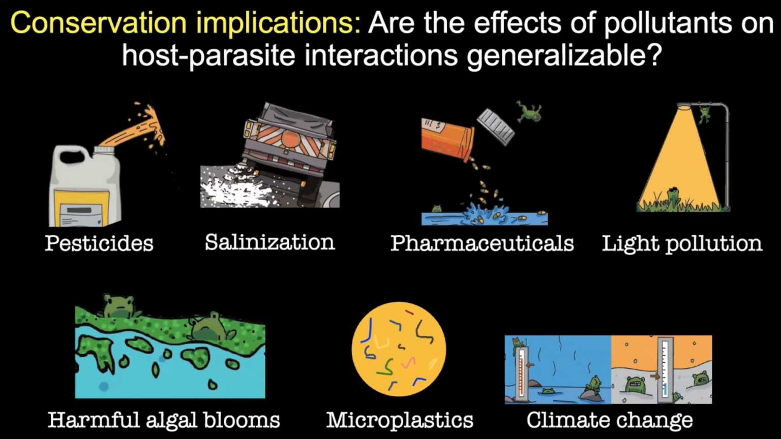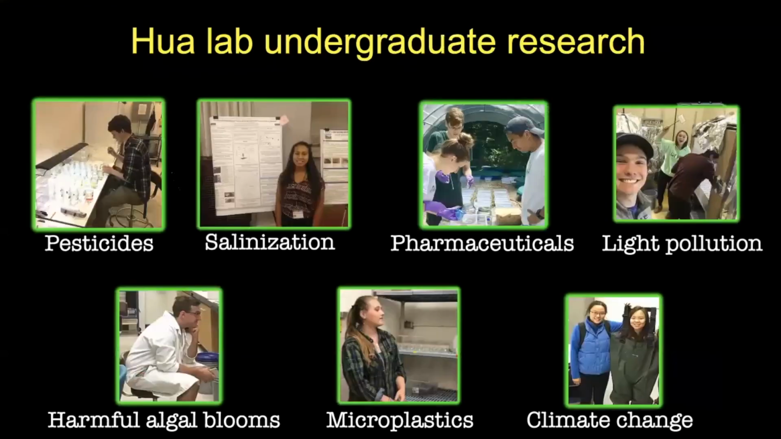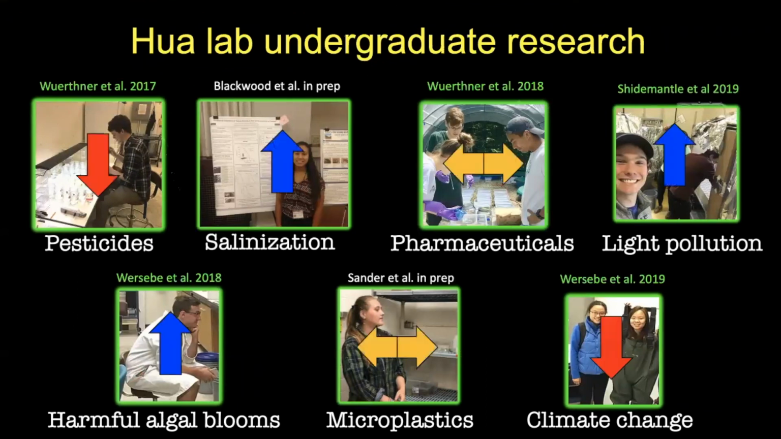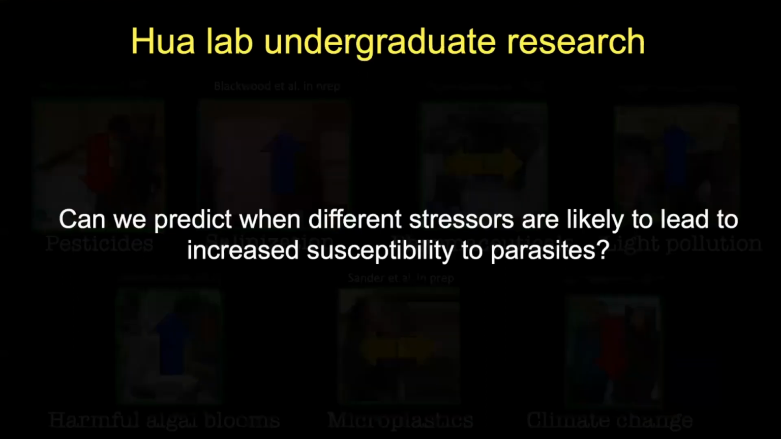Are the effects of pollutants on host-parasite interactions generalizable? To do this, we've leveraged the incredible students at Binghamton University by having them choose a pollutant of interest and conducting a very simple study. What does their pollutant of interest do to simple single host-parasite interactions? And so these students have conducted this study, many of which are published, and they have found that these different pollutants do very different things to susceptibility to parasites. So where we hope to go next is, can we make predictions about when different pollutant stressors are likely to lead to increased susceptibility to parasites? We hope to do this using machine learning or modeling approaches.